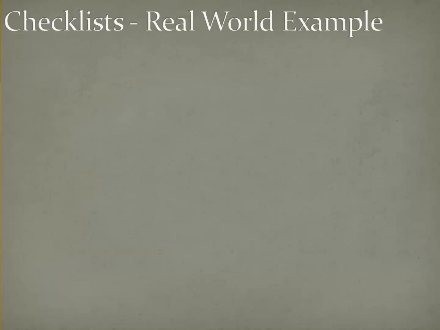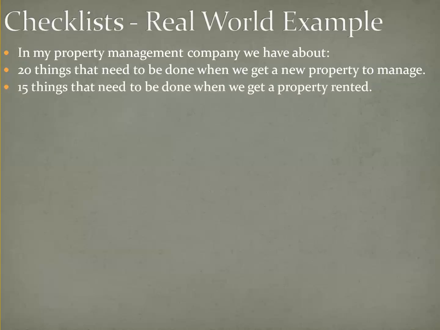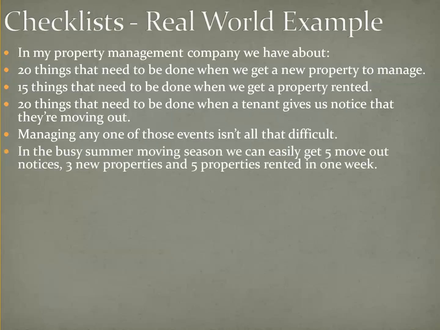So let's talk about a real world example, and I think this will kind of make sense. In my property management company, we have about 20 things that need to be done when we sign up a new rental property to manage, and 15 things that need to be done when we get a property rented, and 20 things that need to be done when a tenant gives us a notice that they're going to be moving out. So managing any one of those events is not really all that difficult, if that's all you had to do. But in our busy summer moving season, we can easily get 5 move-out notices, 3 new properties, and 5 properties rented in 1 week.